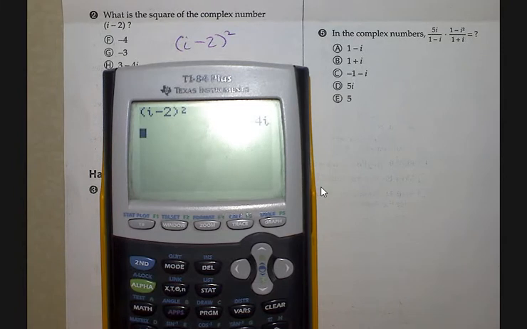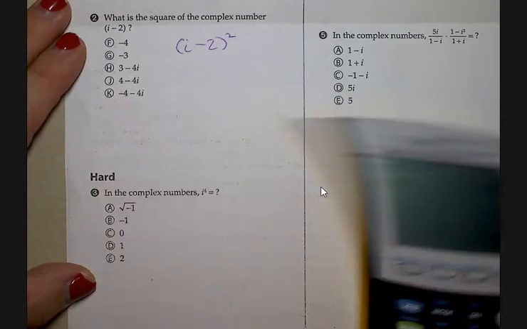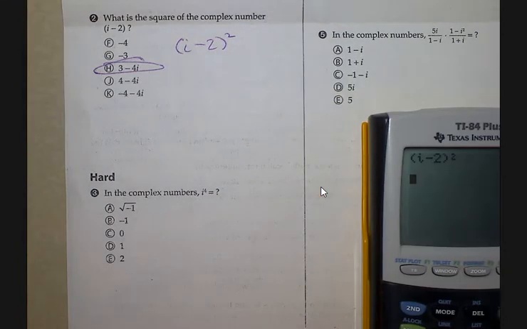Three subtract 4i is what I have for an answer. Can you raise your hand if you're able to get that same answer?